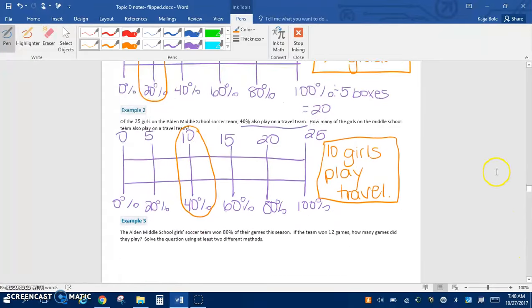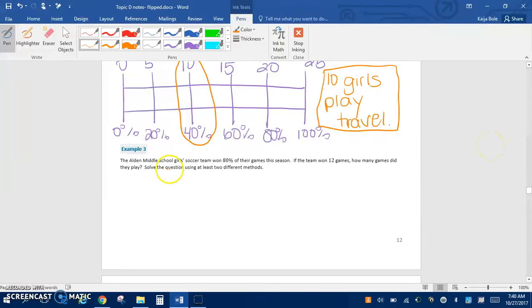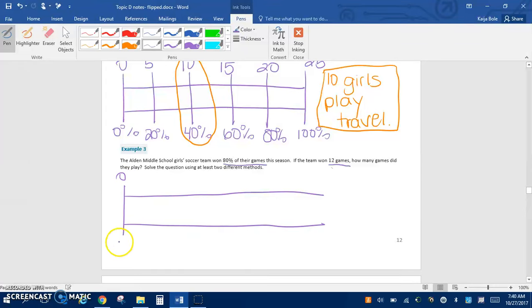Alright. Example 3 says that the Alden Middle School girls soccer team won 80% of their games this season. If the team won 12 games, how many games did they play? So they're looking for the total amount. So if we start to set up our diagram here, make it about the same size. So we know the ends are 0 and 0%.